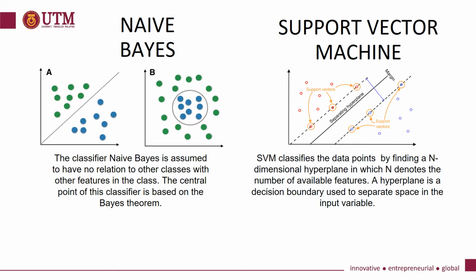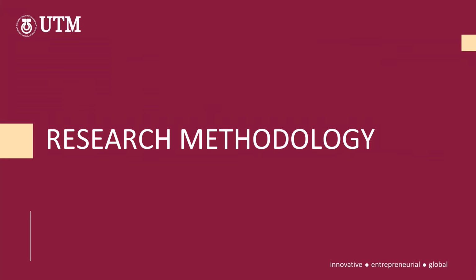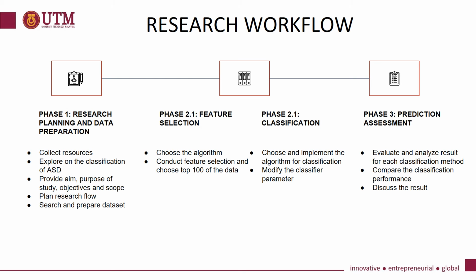SVM is widely used in classification of ASD due to its ability to provide a decent accuracy level in classification for high-dimensional data. The third part in this presentation is research methodology, which consists of research workflow and performance measurement. There are three phases available in the research workflow. Phase 1 is about research planning and data preparation.